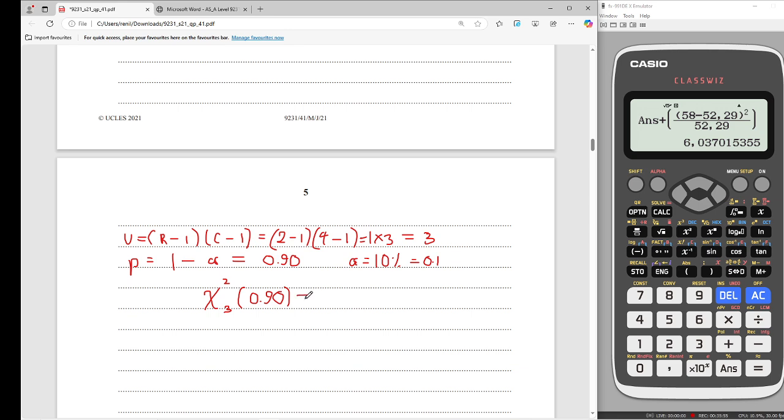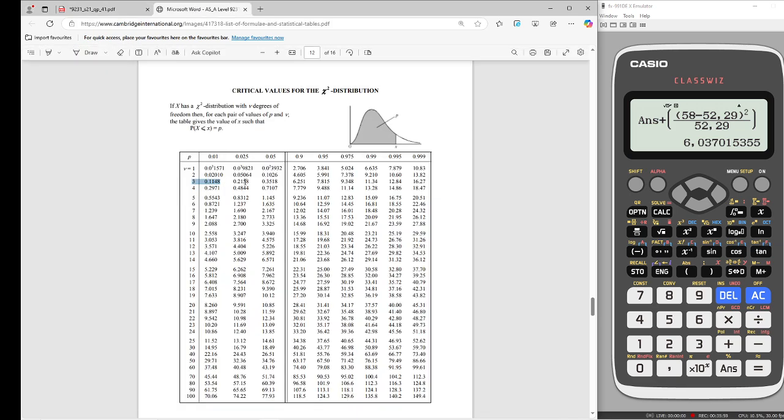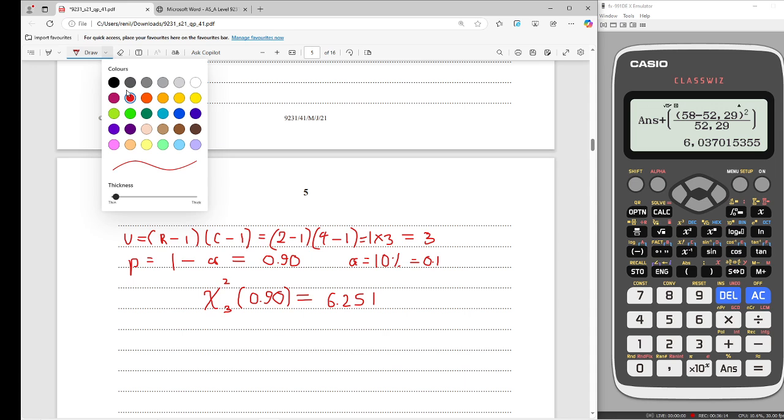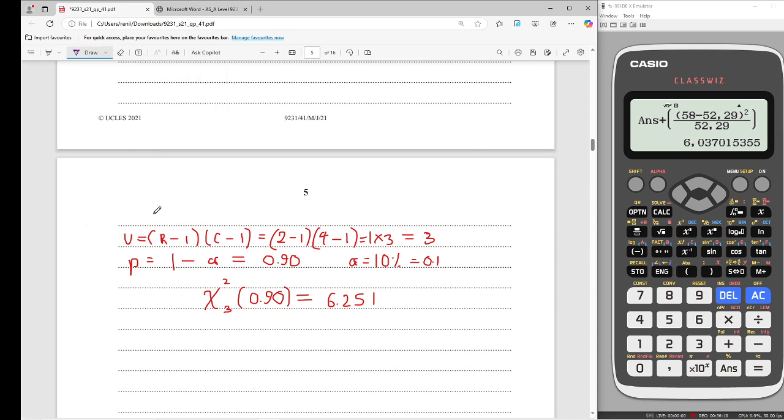And when you do this right here, we find a critical value. So at degrees of freedom 3 and 0.9 as the p-value, we have an intersection at 6.251. So our critical value becomes 6.251. Now that we have the critical value and the test statistic, all that remains is to compare and conclude.